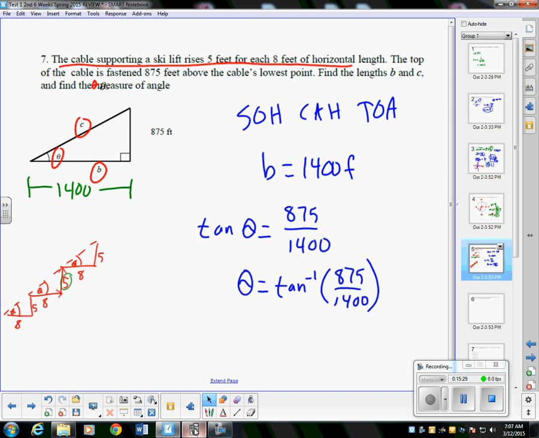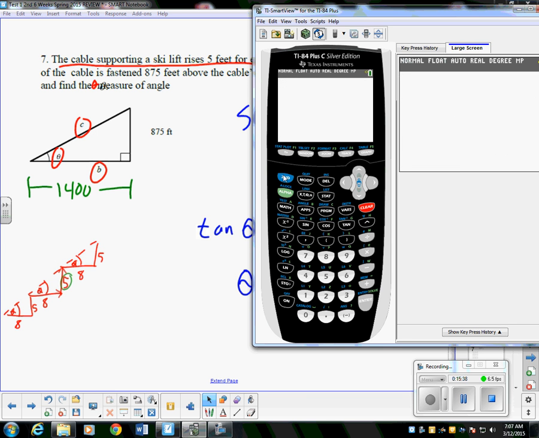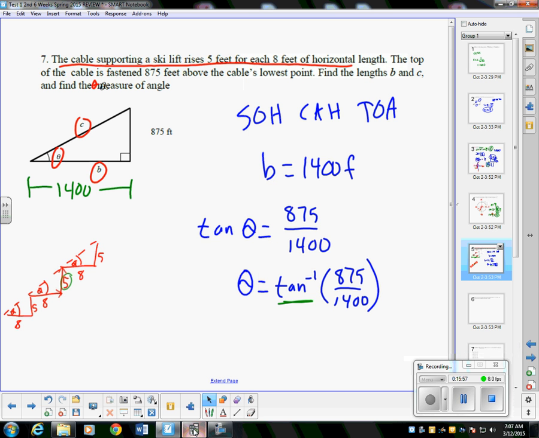All right, that being the case, how do I do this tan raised to the -1 here? Well, I go to my calculator and clear this stuff out. To get that tan -1, I hit second tan, and then I type in 875 divided by 1400. And that gives me 32 degrees, rounded. So I know then that theta is 32 degrees. Again, I know it's degrees because I said it was.